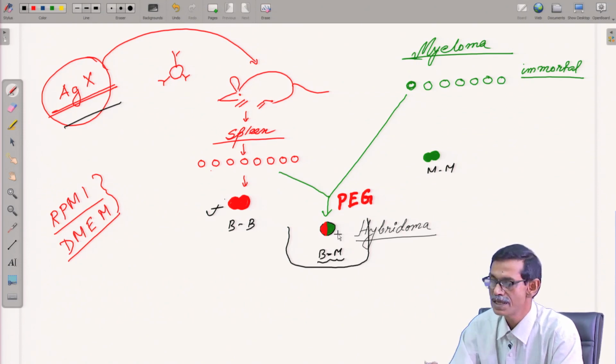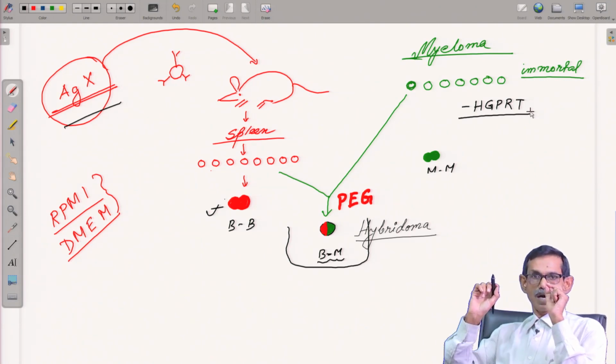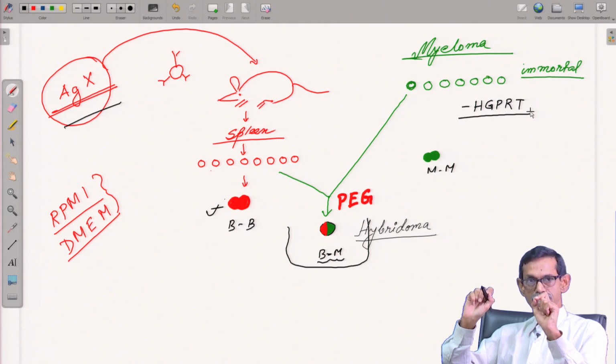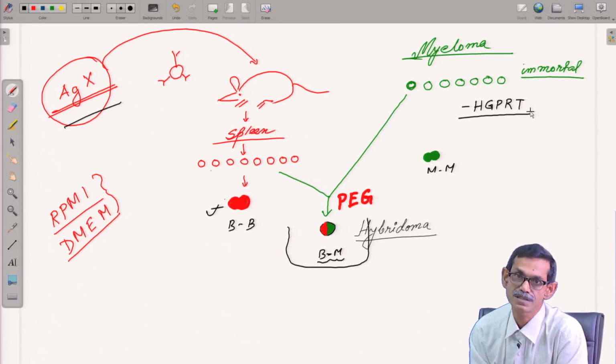For that, this myeloma cell was chosen in such a way that they are mutant in HGPRT. HGPRT is an enzyme, hypoxanthine guanine phosphoribosyl transferase. What is this enzyme doing? This enzyme is actually involved in nucleic acid biosynthesis.